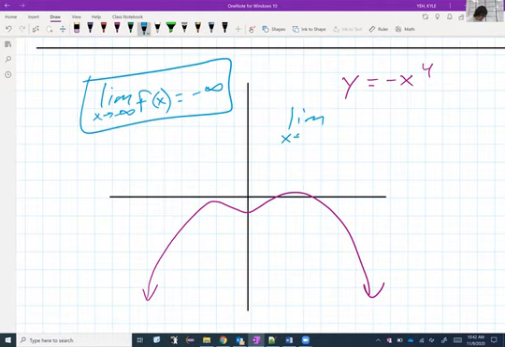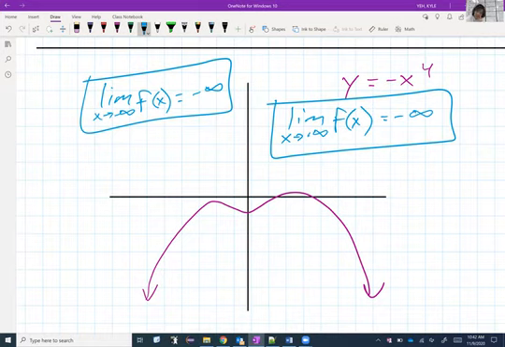The limit as x approaches positive infinity on this graph of f of x, as we are going right, right, right, we are also going down, down, down. So the limit of f of x is also negative infinity.